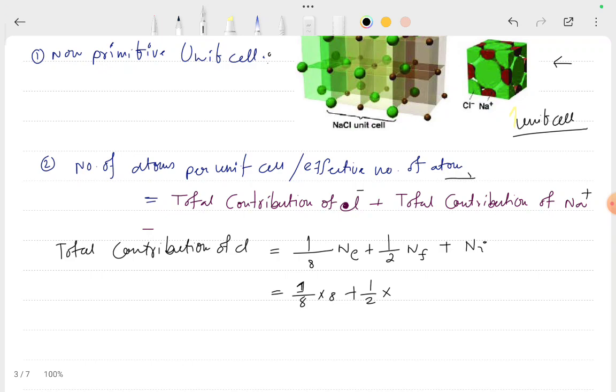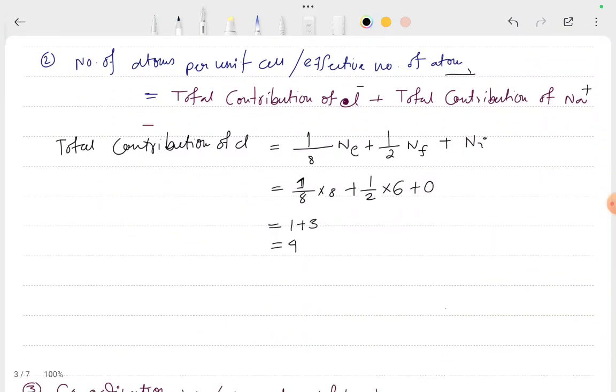I mean to say, Cl minus atoms are also present at the FCC face positions. The figure is already on your screen. For a unit cell there are 6 faces, so it is 1/2 times 6. No Cl minus atom is present inside, at the body center position. At the body center only the Na plus ion is present, as we discussed, so its value is 0. So 1 plus 3 plus 0 is 4. So for NaCl crystal, the number of Cl atoms is equal to 4.